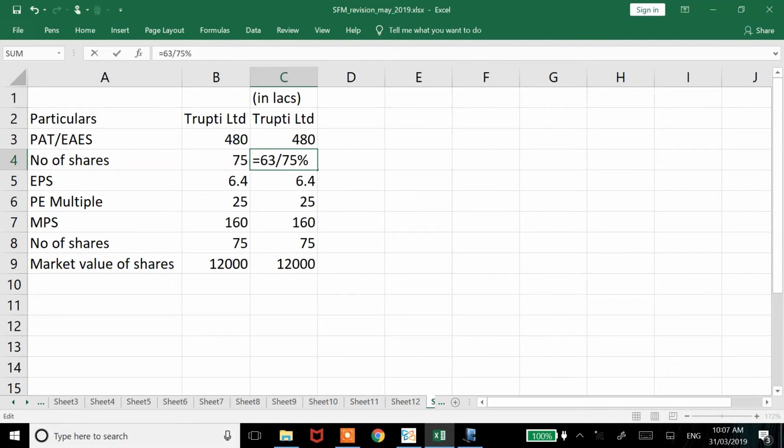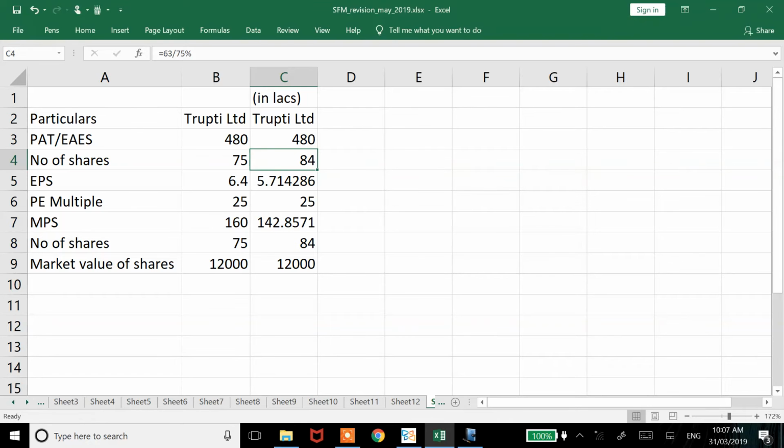When you divide by 75%, you will get to know the overall shares which should be there, because these guys are now going to hold only 75% of the company. Balance things will remain same. Your number of shares will go up, no impact on the value. Your MPS again becomes a balancing figure, P multiple remains same, EPS changes. So instead of having 63 by 84%, now it will become 63 by 75%.